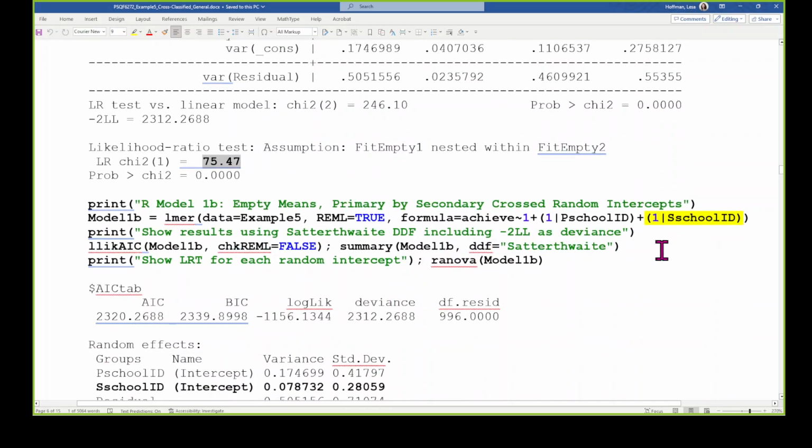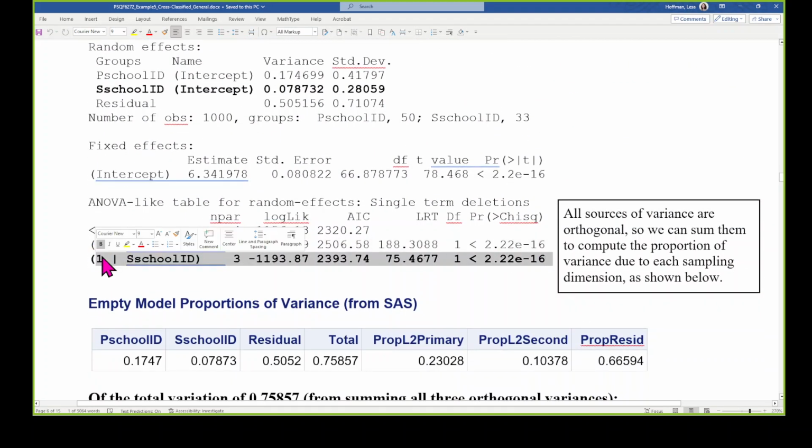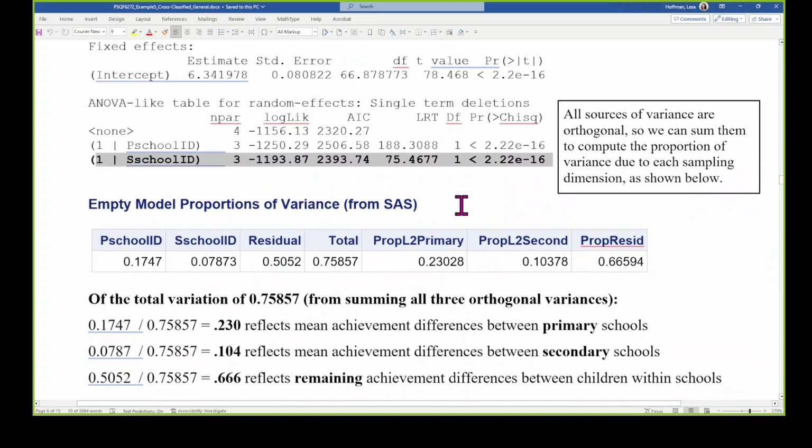In R, the code is more straightforward. We just get another set of parentheses here. So 1 for the intercept for S school ID, which is secondary school. And our friend Renova gives a likelihood ratio test for us. So then trying to explain what this is a little bit tricky. And if you have to do this in a real paper, I would take the time to do it because your reader will thank you.